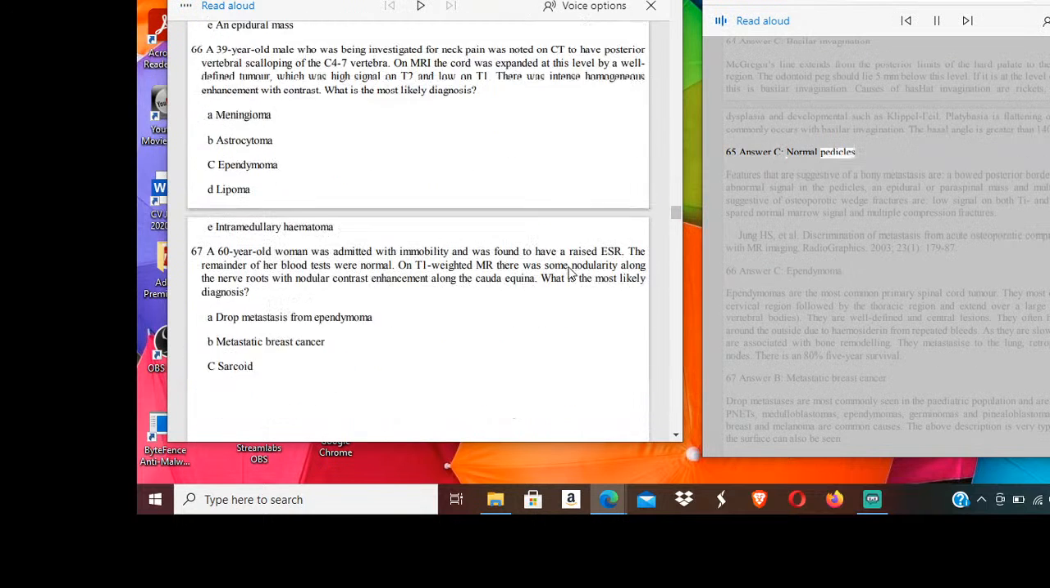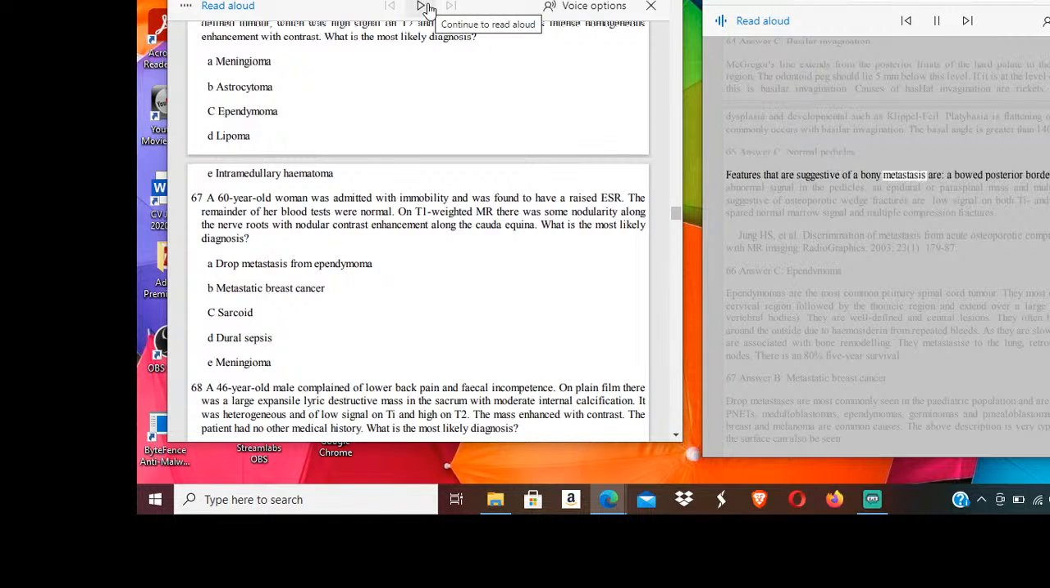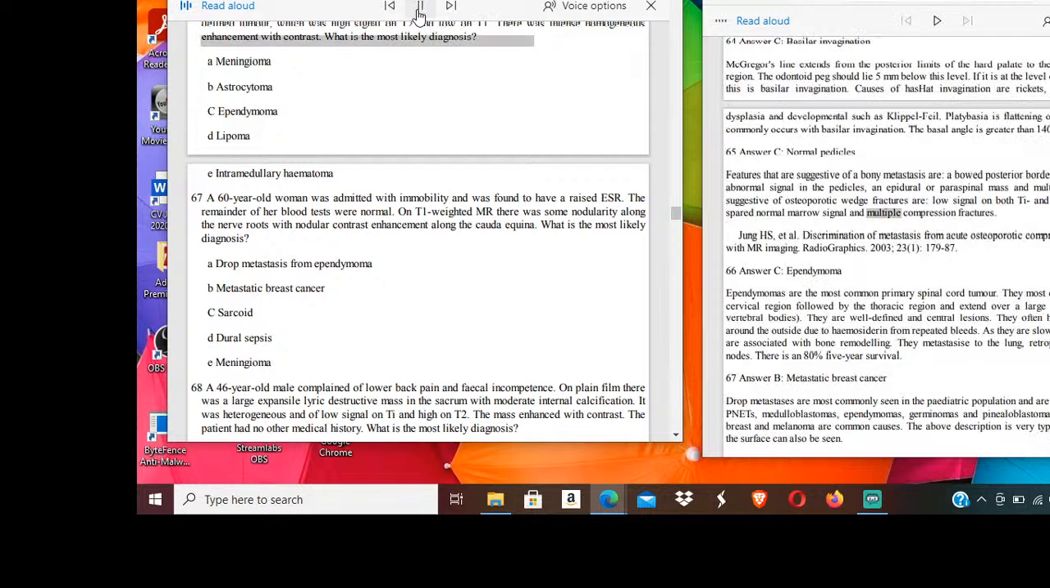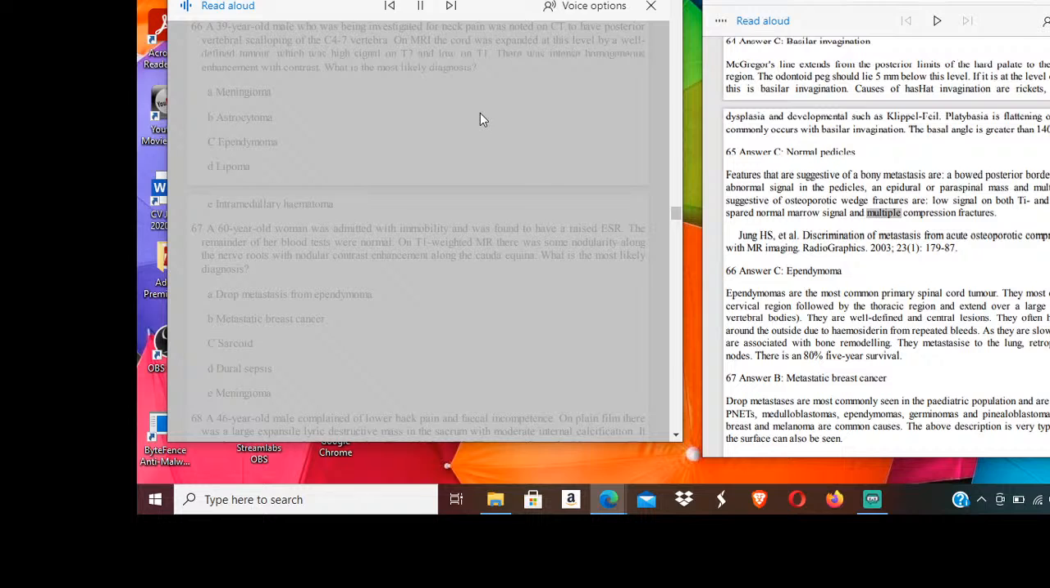Answer C. Normal pedicles. Features that are suggestive of a bony metastasis are a bowed posterior border of the vertebral body, abnormal signal in the pedicles, an epidural or paraspinal mass, and multiple lesions. Features suggestive of osteoporotic wedge fractures are low signal on both T1 and T2 weighted imaging, spared normal marrow signal, and multiple fractures.